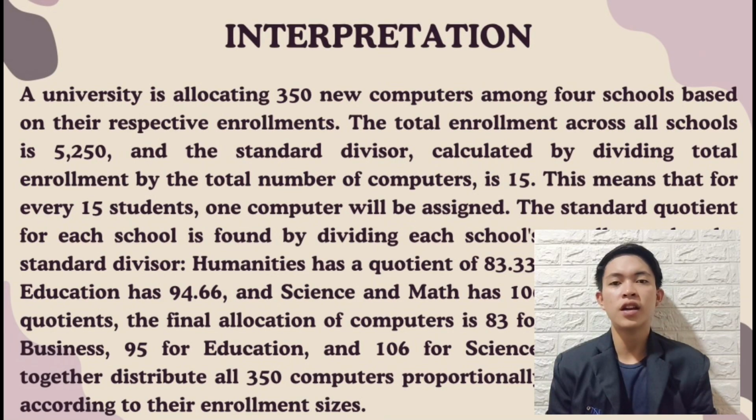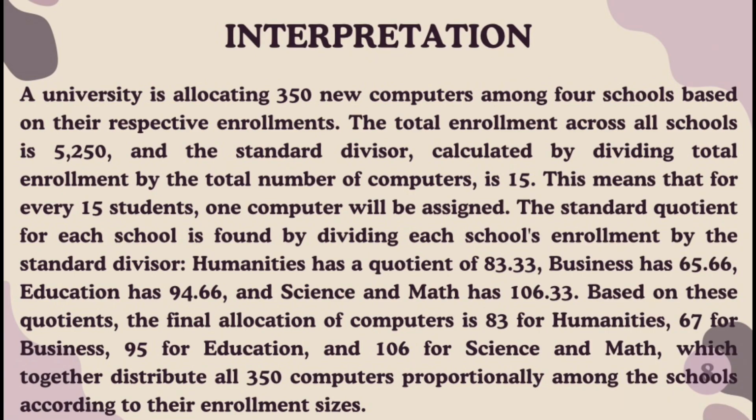A university is allocating 350 new computers to 4 schools based on their student attendance. The overall enrollment for all schools is 5,250, and the standard divisor is calculated by dividing the total enrollment by the number of computers. This divisor means that one computer will be assigned to every 15 students. To decide how many computers each school receives, the university computes a standard quotient by dividing each school's enrollment by the divisor.